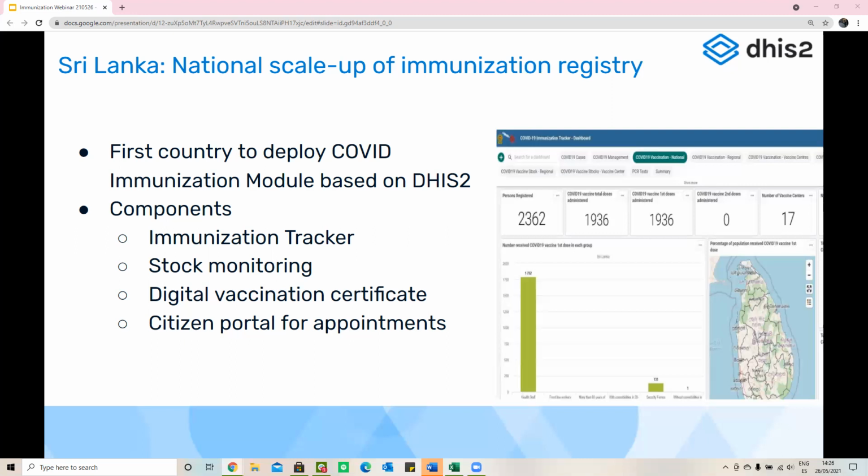The package that we installed on DHIS2 had all these components: the immunization tracker, where we are tracking the individual persons across their immunization schedule, and of course, an aggregate component for stock monitoring. We also had to do some custom development to enable the digital vaccination certificate. And we also have integration with the government vaccination appointment system, so that we get the information pushed from that system to our existing DHIS2 based immunization module.